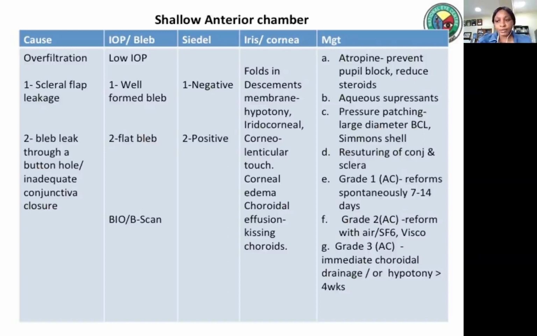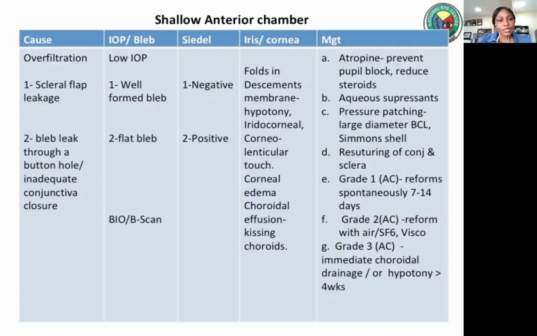Other things that could be done for the patient is pressure padding, and you could use a gauze and you pad. Usually I pad during the waking hours, and during the night hours compulsorily, during the waking hours in between, because the patient has to keep on putting eye drops. You pad for some days and you observe and you see. But because of the challenges of padding the eye with gauze, if you have a large diameter bandage contact lens, this is ideal because it covers the bleb site and yet the patient can see and move around. You can also use a Simmons shell if it's available.